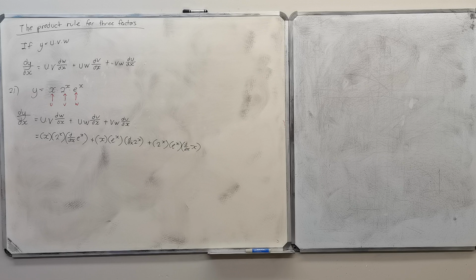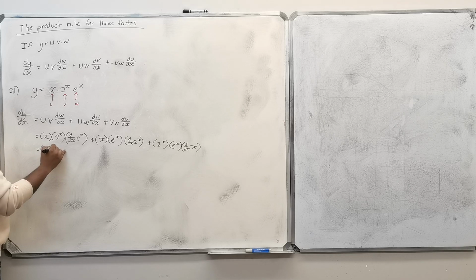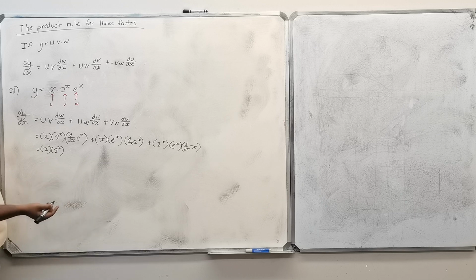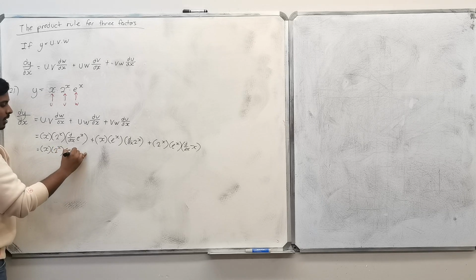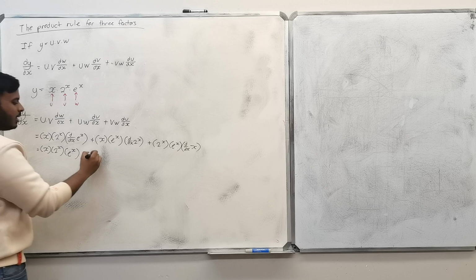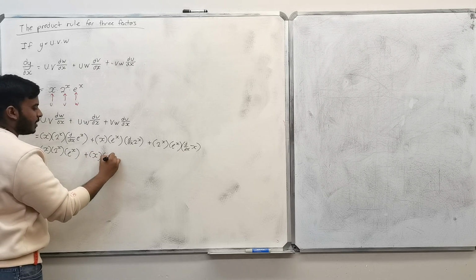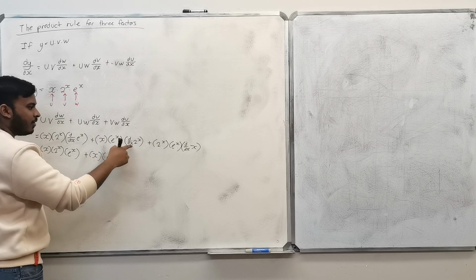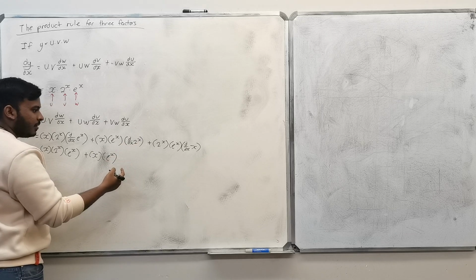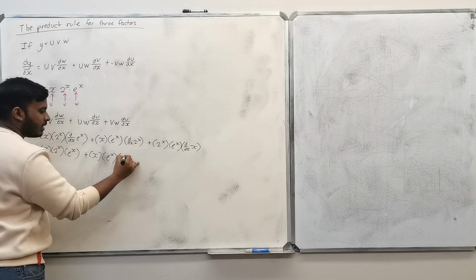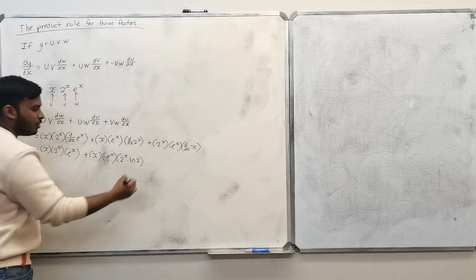understand? Anybody confused? Okay, so this is going to be x times 2^x times the derivative of e to the x, which is e to the x, right? Plus x times e to the x, and the derivative of 2^x is 2^x ln 2.